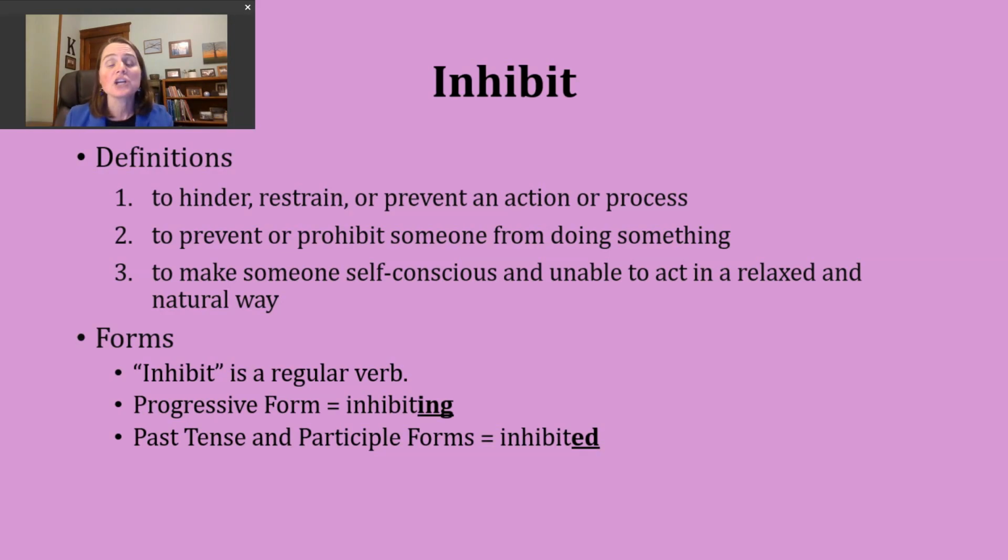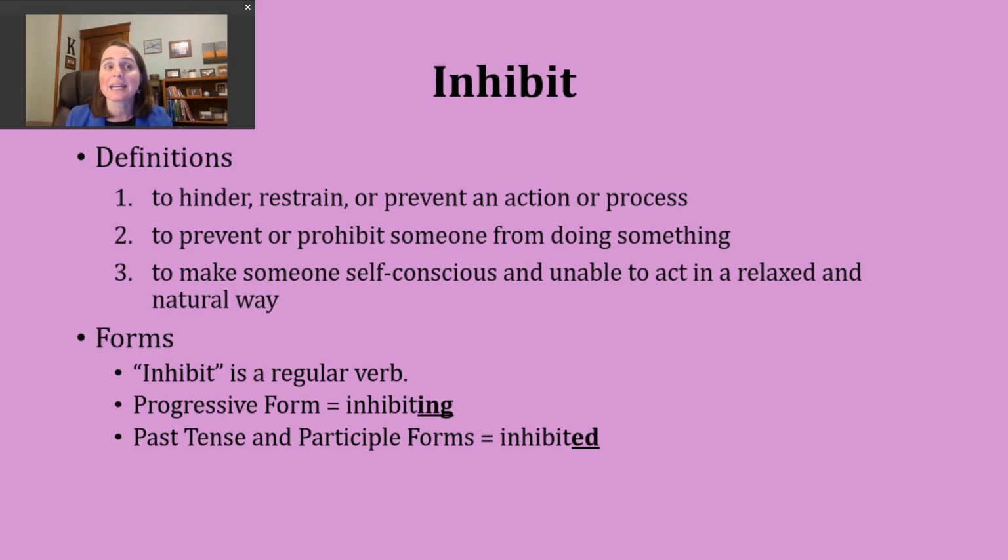But for now, you should know that inhibit is a regular verb. If you want to make the progressive form of this verb, all you need to do is add ing, and that forms inhibiting. The past tense and the participle form of our verb can be made by adding ed.